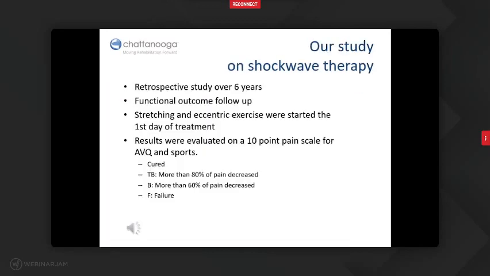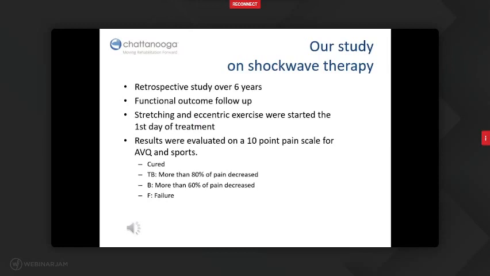Let's talk about our results with shockwave therapy, radial shockwave therapy. In a retrospective study over 6 years, we used a functional outcome follow-up, and stretching and eccentric exercise were started the first day of treatment and then continued for 3 months. Results were evaluated on a 10-point pain scale for activities of daily living and sports.